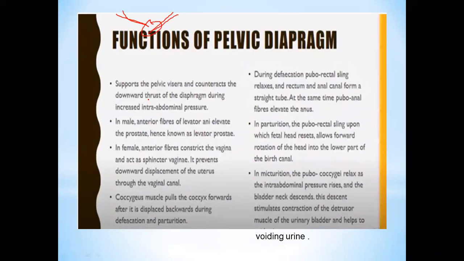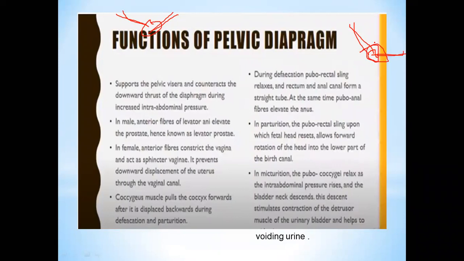Now, what does this pelvic diaphragm do in females? It helps in constricting the vagina, and it also acts as a sphincter vaginae. That is why it prevents the downward displacement of the uterus through the vaginal canal. If we consider these as the anterior fibers of the levator ani on both the right and left sides, this opening is known as the vaginal opening. It can constrict, it can enlarge, depending on the function. So this opening is basically working as a sphincter.